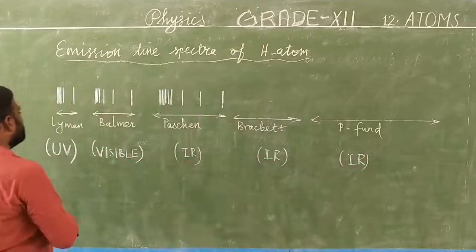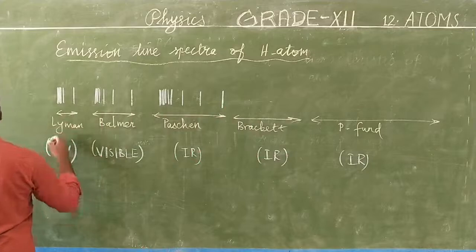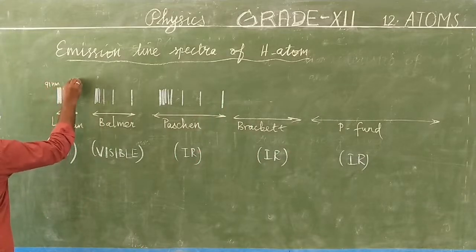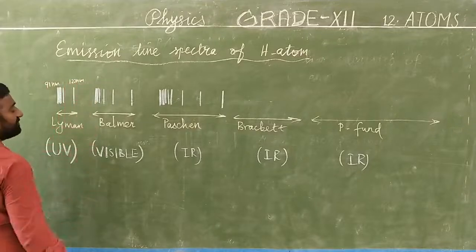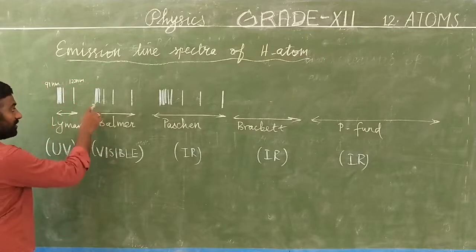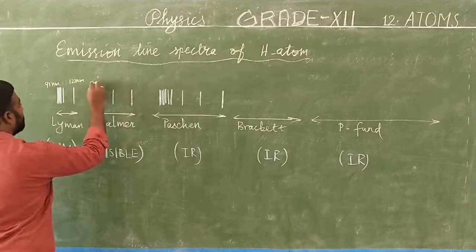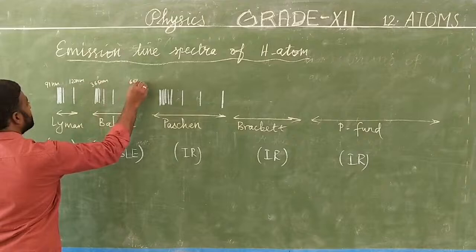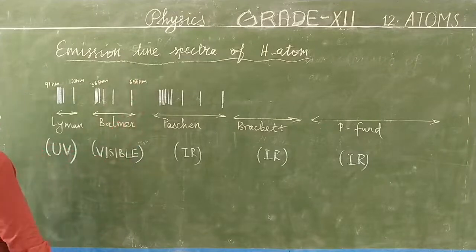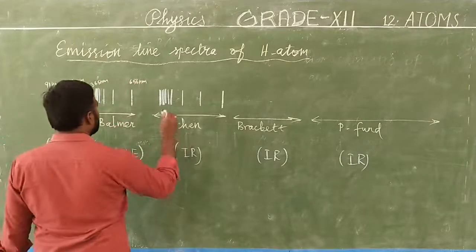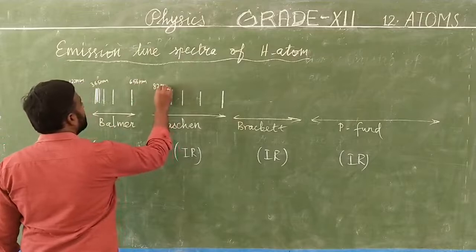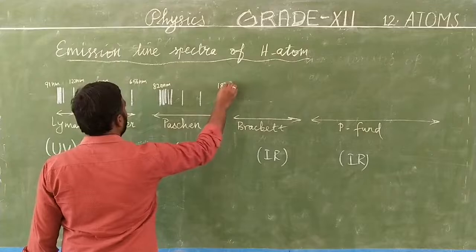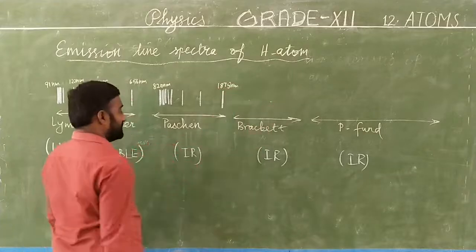The wavelength range for the Lyman series is from 91 nanometers to 122 nanometers. Similarly, the Balmer series is the visible light spectrum, and it ranges from 365 nanometers to 656 nanometers. The third spectral series is Paschen, which ranges from 820 nanometers to 1875 nanometers. So it goes on like this.